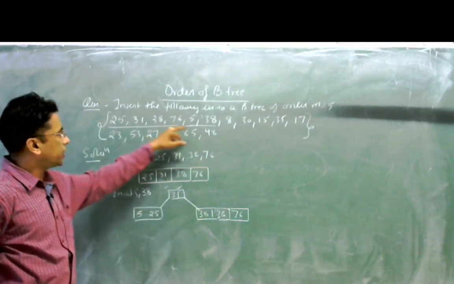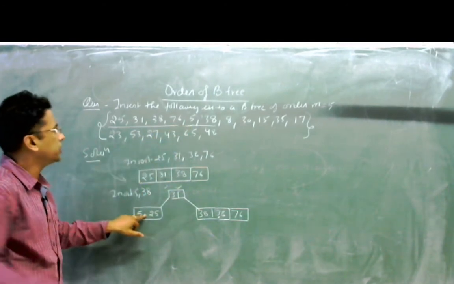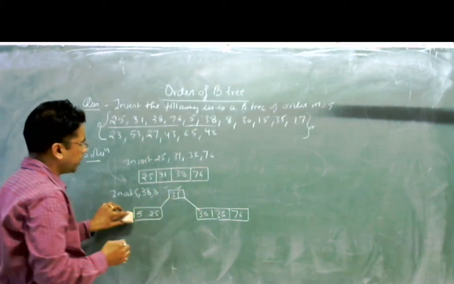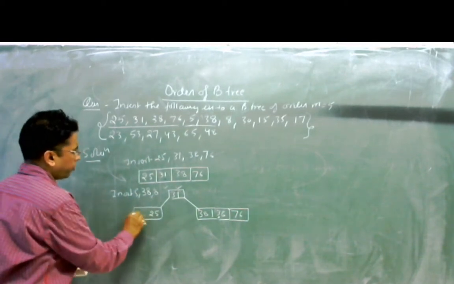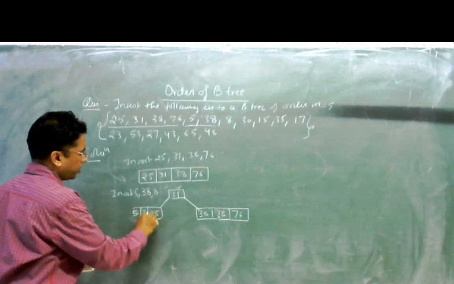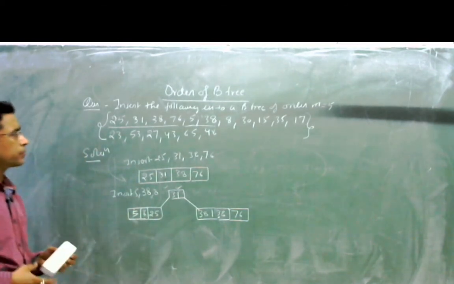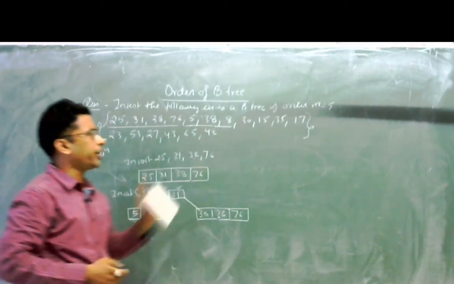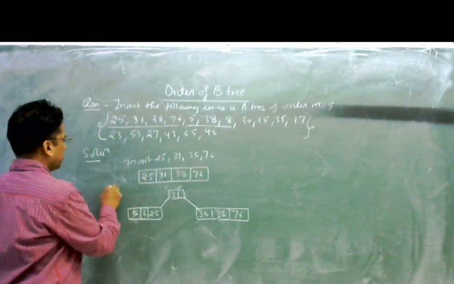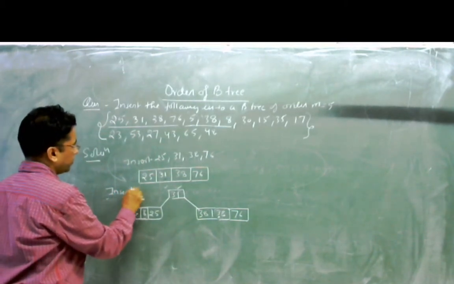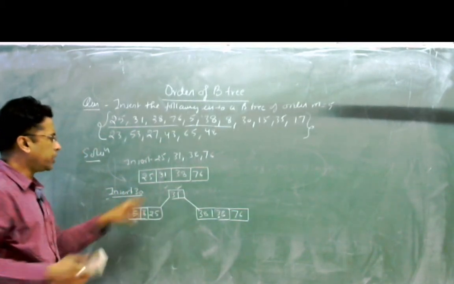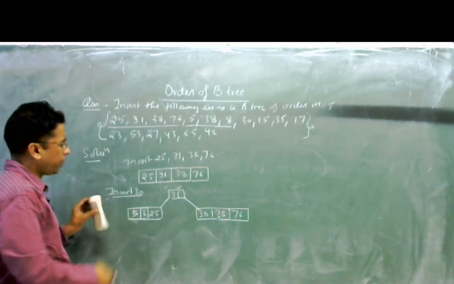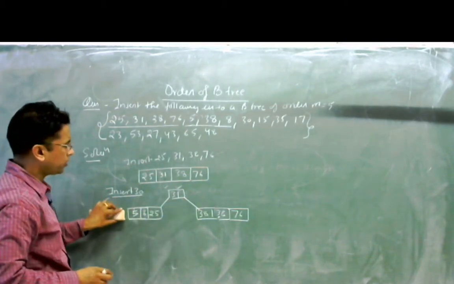So after inserting 38, the next number is 8. That would be inserted here. When I insert 8, this can be inserted easily, because this can hold 5, 8, 25. Like this. It is easy to insert. And the next element, that is 30, can be easily inserted at this position. After inserting 30, what will happen? This will be simply placed after 25.